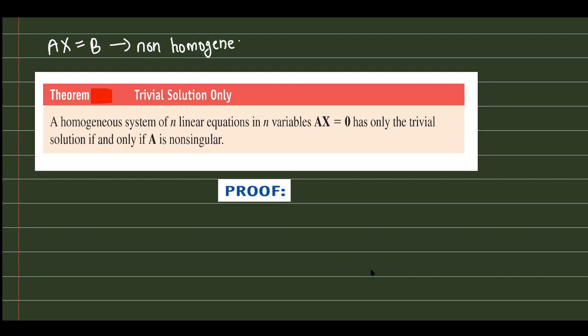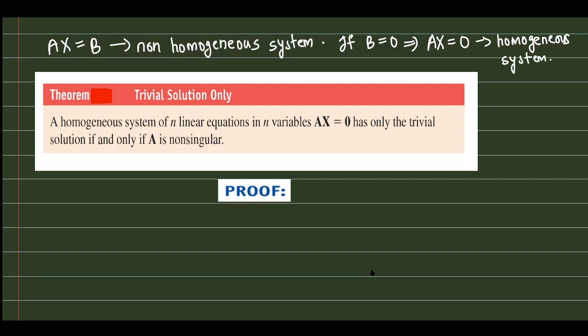Non-homogeneous. This is a non-homogeneous system. Now suppose that B is equal to 0. So if B is equal to 0, this implies Ax equal to 0. This is called the homogeneous system.